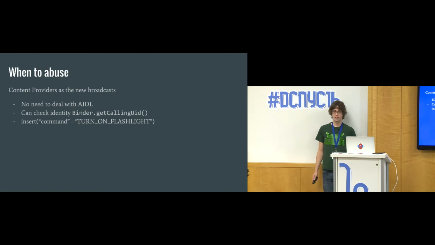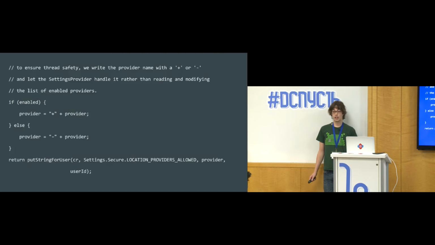And the cool thing about this versus broadcasts is that you can actually check the identity. Binder.getCallingUID gives you the user ID of the process, and you can use that to look up the package. So you can verify who it is if you just want to allow your own apps or your friends' apps, or when you're debugging and you're seeing something going wrong, you can log what app it's coming from, so you can try to reproduce it yourself. And you're in good company.